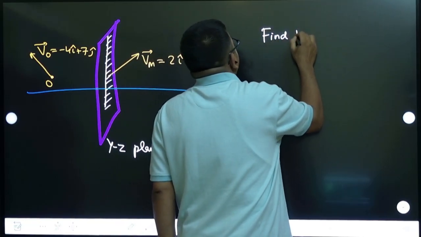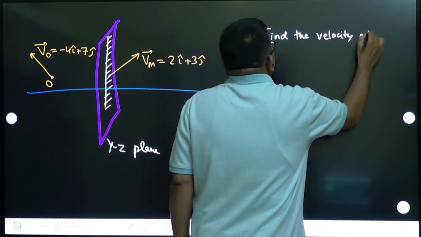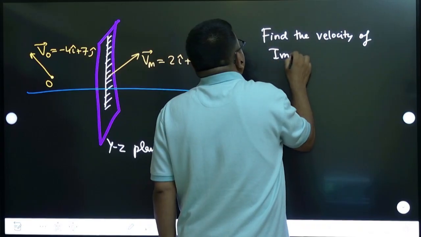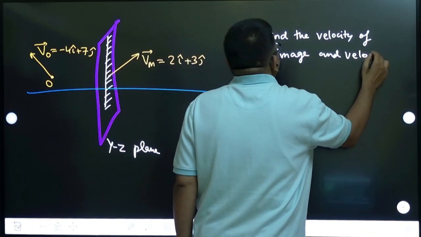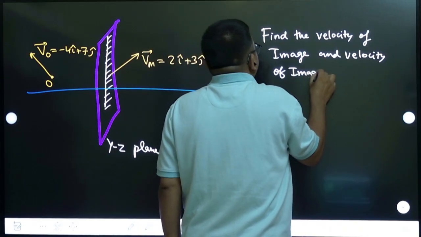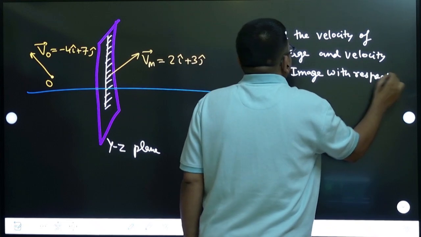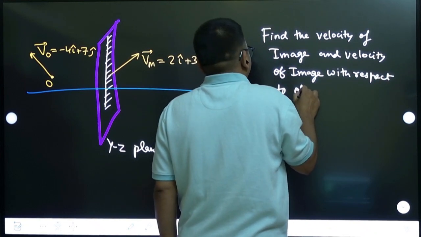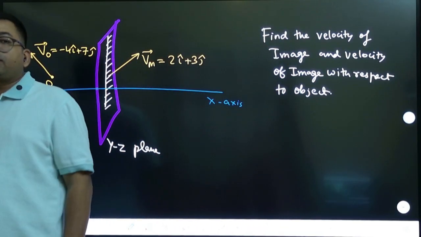Okay, right. So what we need to do is we need to calculate, find the velocity of the image and the velocity of the image with respect to the object. That's what it is. Okay, they have given this.